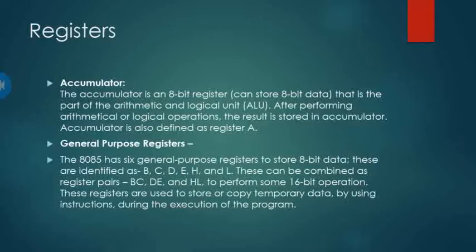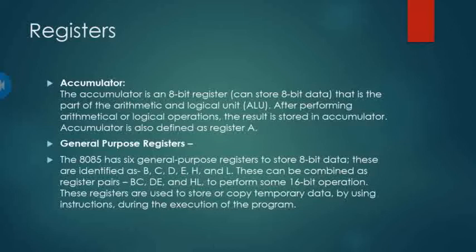Next type of registers used in 8085 are general purpose registers. General purpose registers means the type of registers that we use for general purpose. So in 8085 there are a total of 6 general purpose registers. The size of each register is 8-bit, which means every register is able to store 8 bits of data. The different general purpose registers are B, C, D, E, H, L.